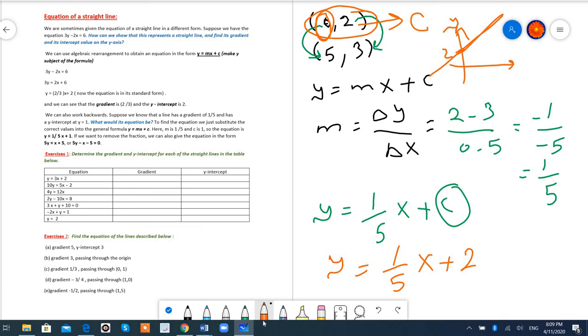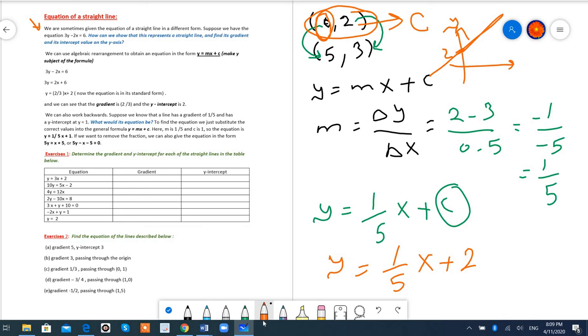But there is more than one method to find the gradient of the line. One of them is to find the gradient by knowing 2 points on the line. Okay, now what if we have the equation of a line? Sometimes we are given the equation of a straight line in a different form, meaning it is not in the form y equals mx plus c.